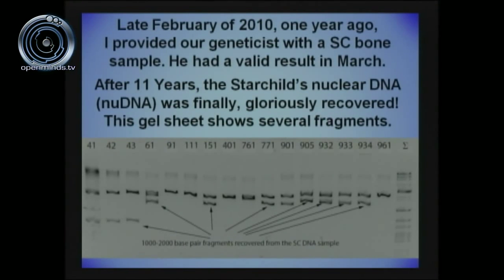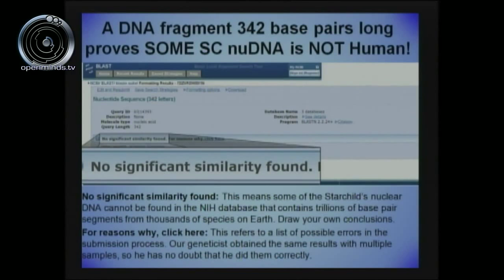Touchdown. Some of the Starchild DNA fragments, this one 342 base pairs long, proved some Starchild nuclear DNA is not human. If you look down at the bottom, it says no significant similarity found. No significant similarity found means some of the Starchild's nuclear DNA cannot be found in the NIH database, as I just told you. Draw your own conclusions. It also says, for reasons why, click here. This refers to a list of possible errors in the submission process. Our geneticist obtained the same results with multiple samples, so he has no doubt he did them correctly. Okay? So there it is. Home run, touchdown, we think.